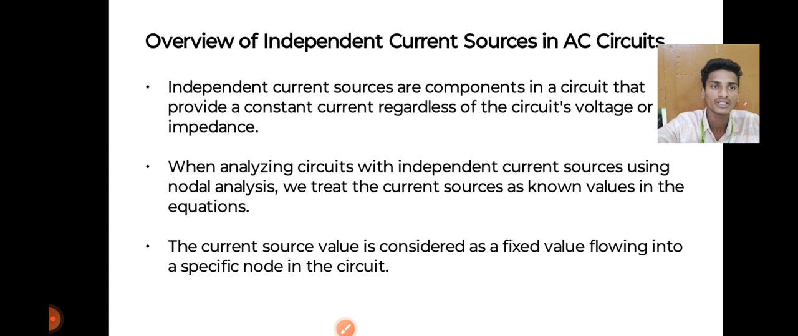Overview of independent current sources in AC circuits. Independent current sources are components in a circuit that provide a constant current regardless of the circuit voltage or impedance. When analyzing a circuit with an independent current source using nodal analysis, we treat the current source as a known value in the equations. The current source value is considered a fixed value flowing into the specific node in the circuit.